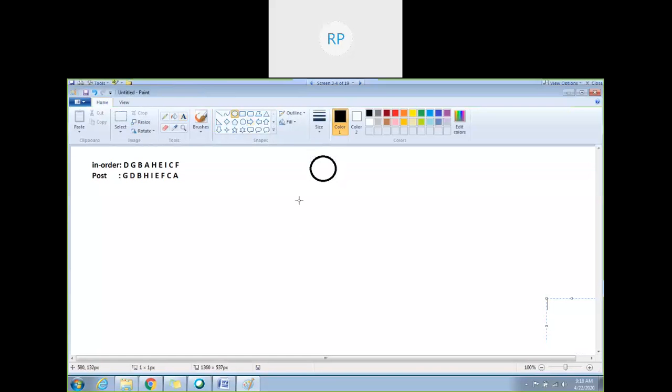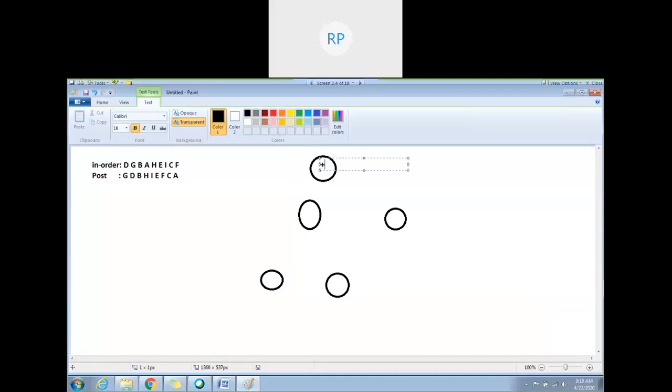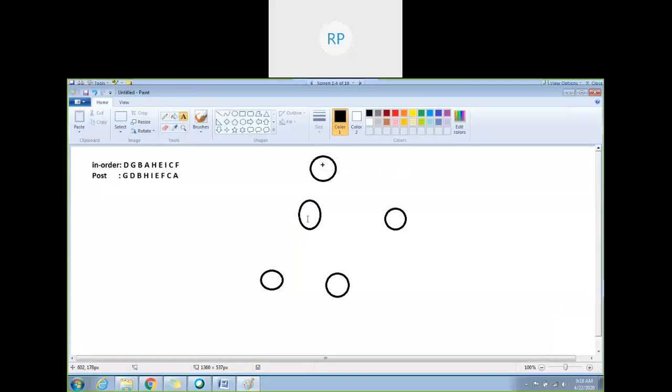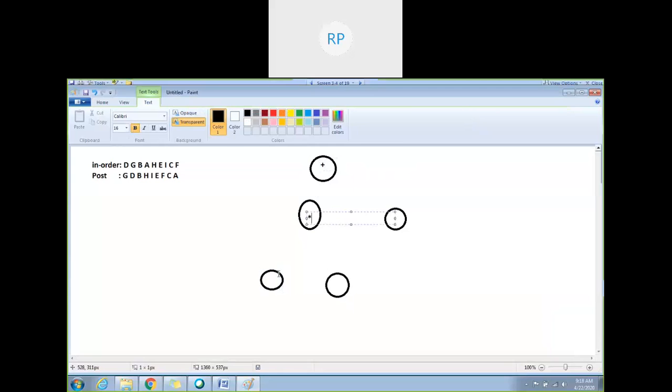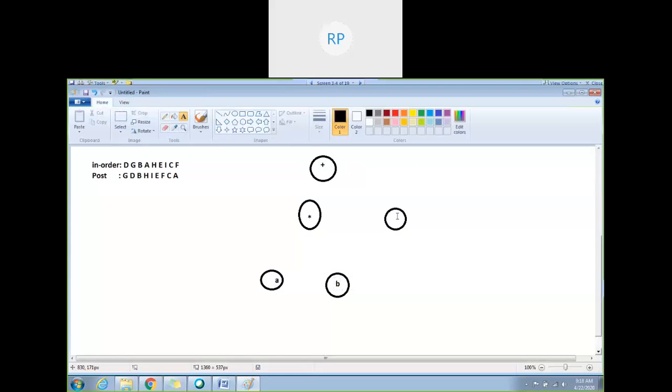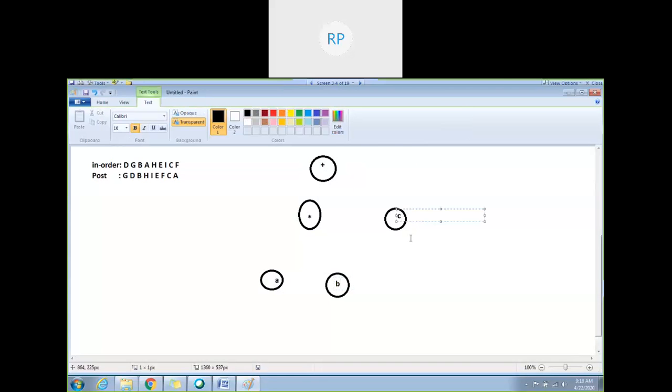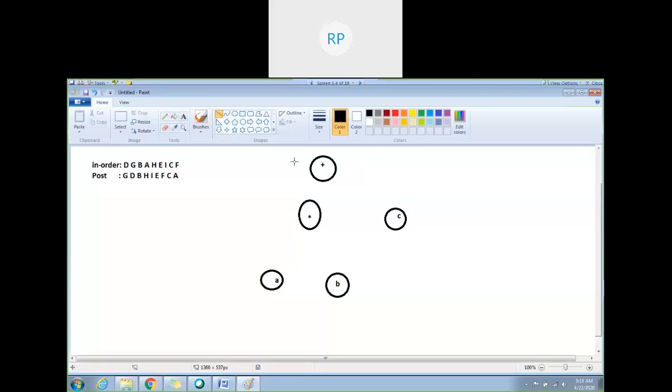See, this is one tree. For example, I am having plus here, I am having star here, I am having A, and I am having B, and I am having C here. I am just connecting everything.